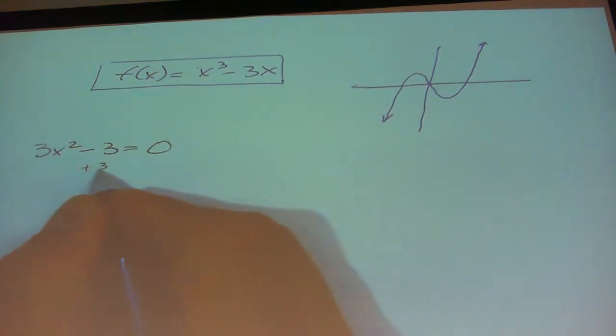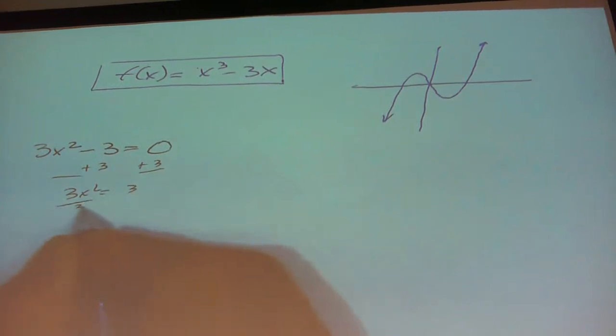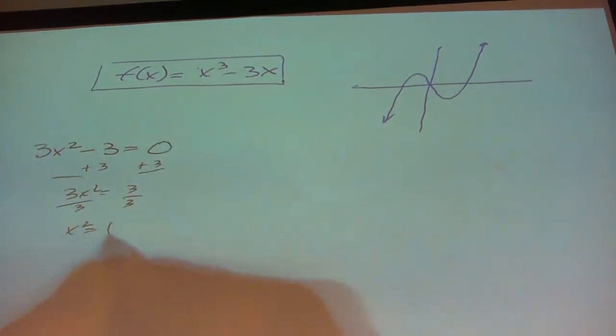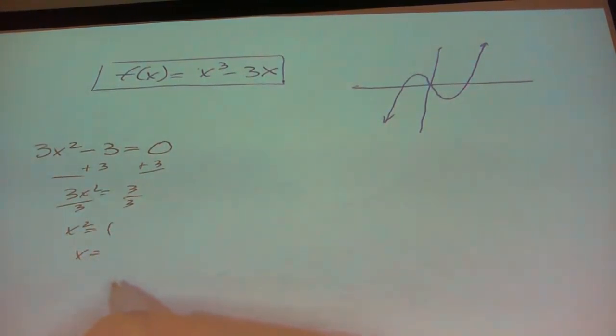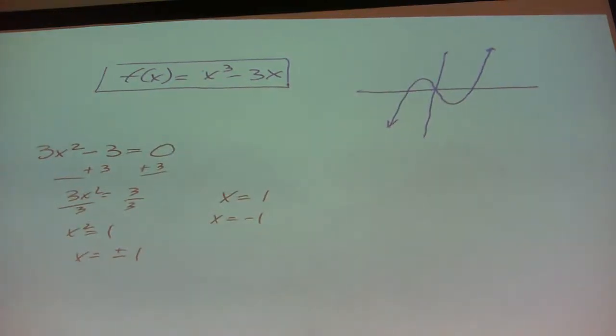How do we solve? We can add 3, 3x squared equals 3, divide by 3, divide by 3. X squared equals 1. X equals what? 1 and negative 1. Positive and negative 1. So we have two places. Now again, these are possible, not for sure, but if you totally forgot how to do your algebra, you got a problem, okay?